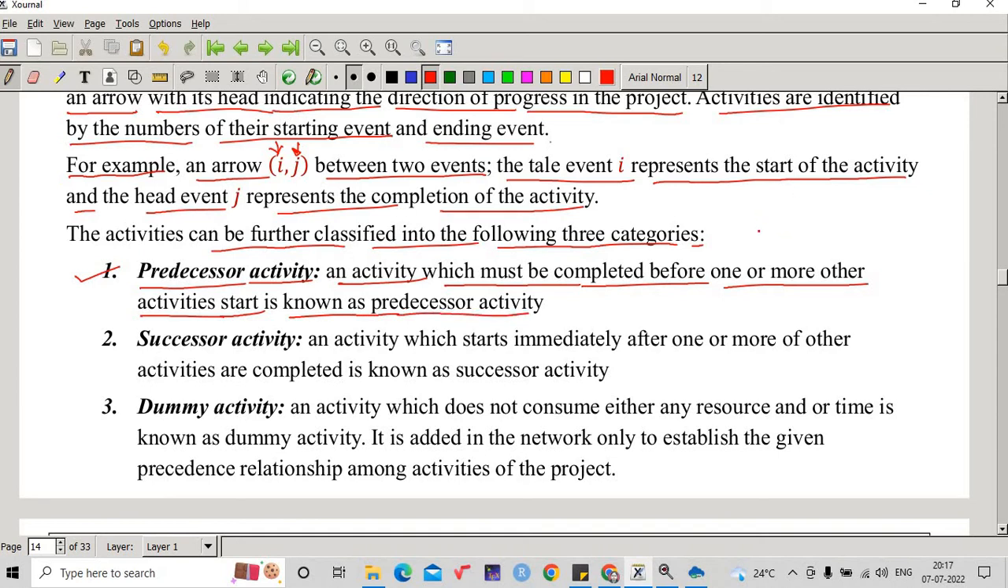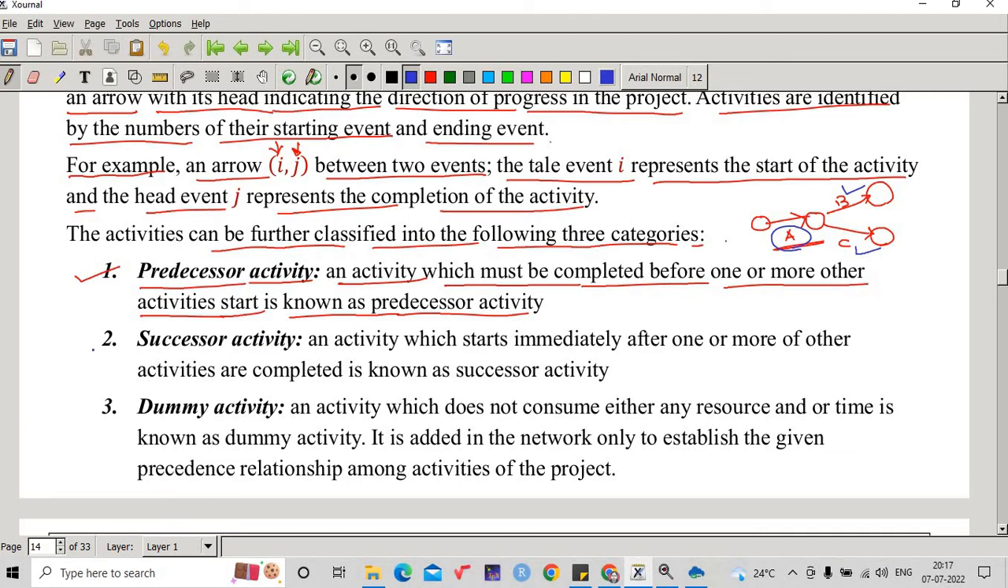For example, suppose this activity A is being carried out, and then activity B and activity C are required to be carried out if and only if this activity A is completed, right? Then this activity A is called the predecessor of activity B as well as activity C, right?